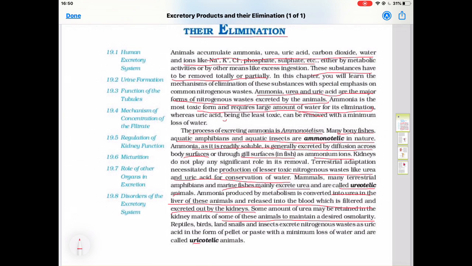Reptiles, birds, land snails, and insects excrete nitrogenous waste as uric acid in the form of pellet or paste. So, reptiles and birds, because they have less water, excrete waste through pellets or paste with the minimum loss of water, and they are known as uricotelic animals.